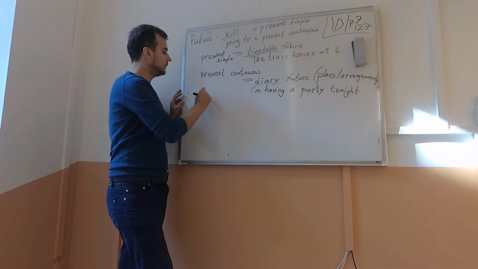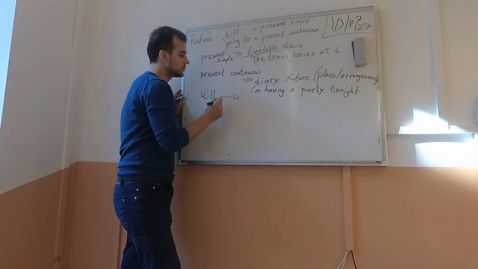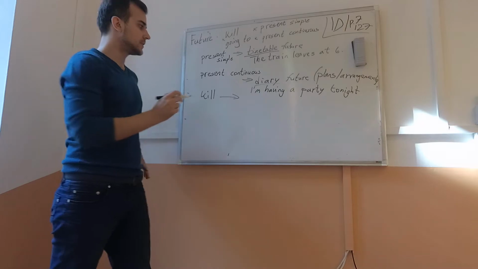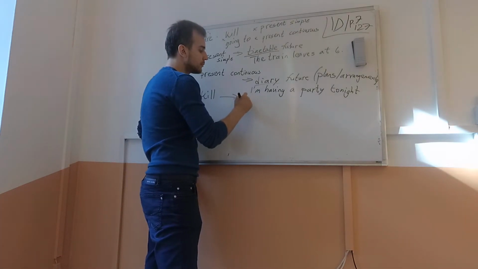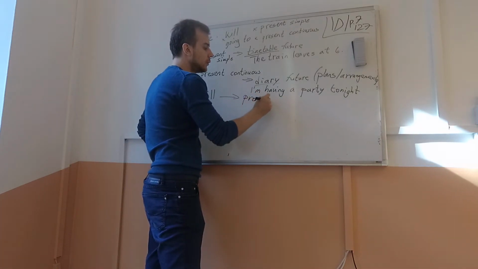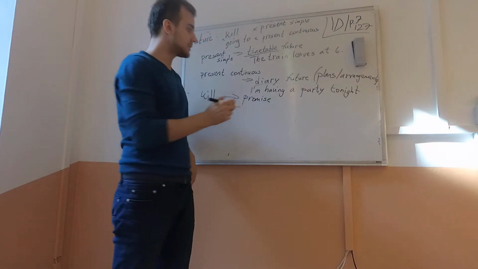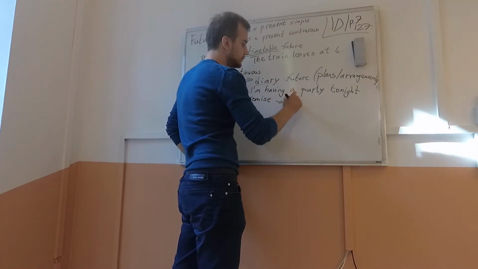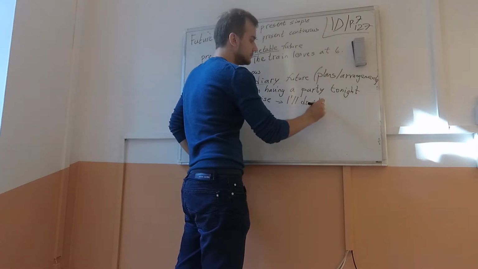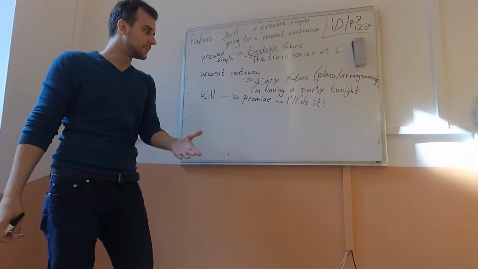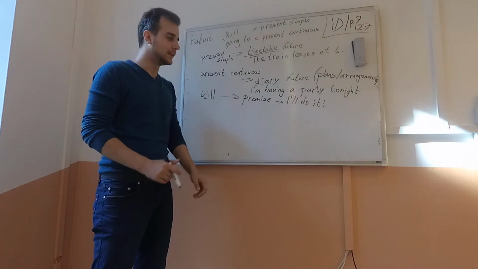Let's talk about will. Will can be used for various contexts. Number 1, it's for promise. When I promise something to you, for example, I'll do it. I'll do it. Udělám to. I will give you promise. So then you will use will.